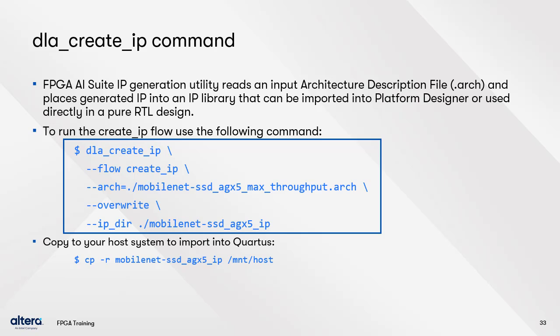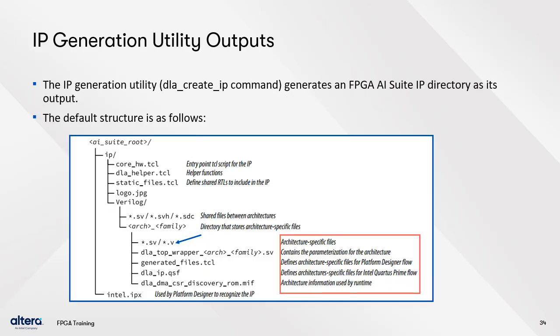You can specify the overwrite option to overwrite the IP directory and create a new IP if the IP directory already exists. If the overwrite option is not set, the script prompts you if you want to overwrite the IP library directory. The default structure of the FPGA AI Suite IP directory is shown in the slide. The intel.ipx will be used by the Platform Designer to recognize the IP.